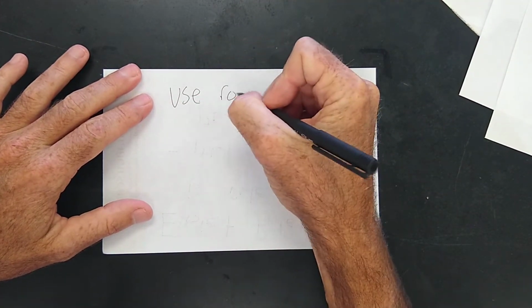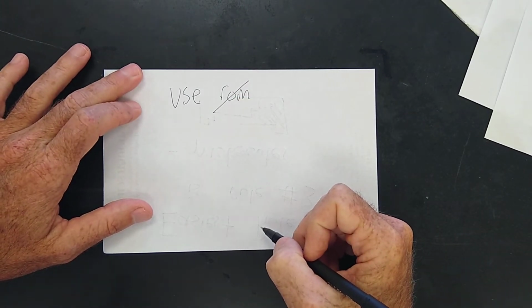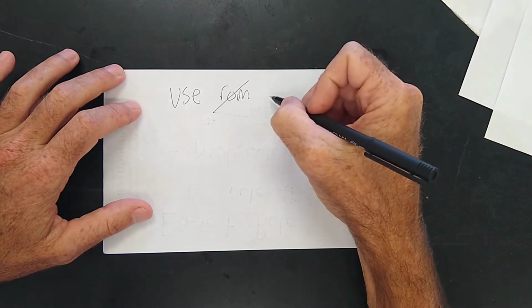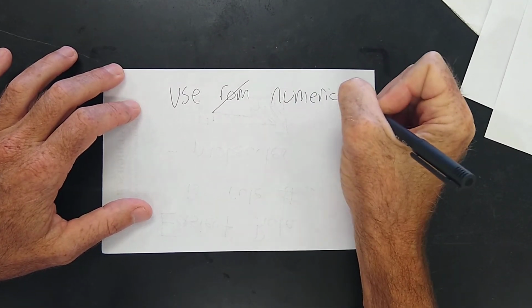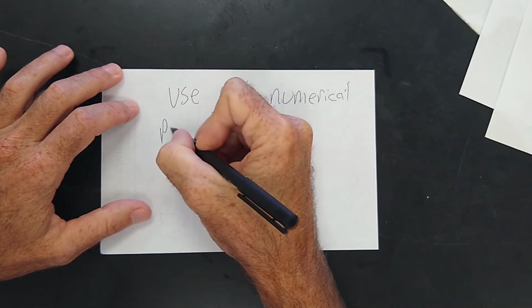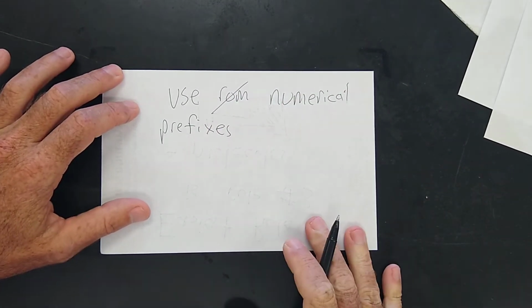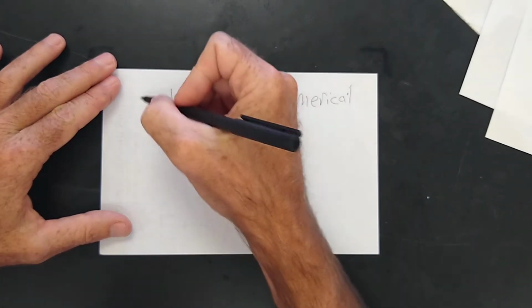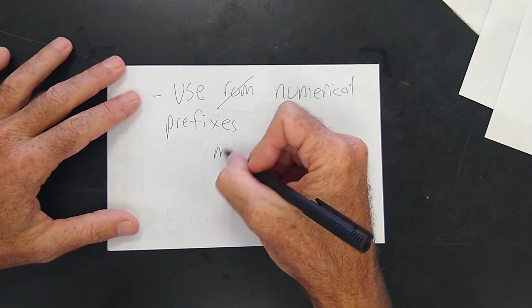Use, nope, that's too hard. We're not going to use Roman numerals. Use numerical prefixes. So you won't have to ever figure out what the formula is. It'll always be given to you. And here are the numerical prefixes.